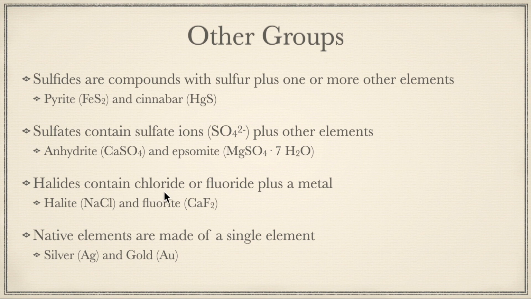Halides contain chloride or fluoride plus a metal. So the halides are chloride, bromide, fluoride, etc., but contain these plus a metal. So halides, so sodium chloride, fluorite, calcium fluoride. Then you have native elements, which are made of a single element. So silver and gold are two good examples.